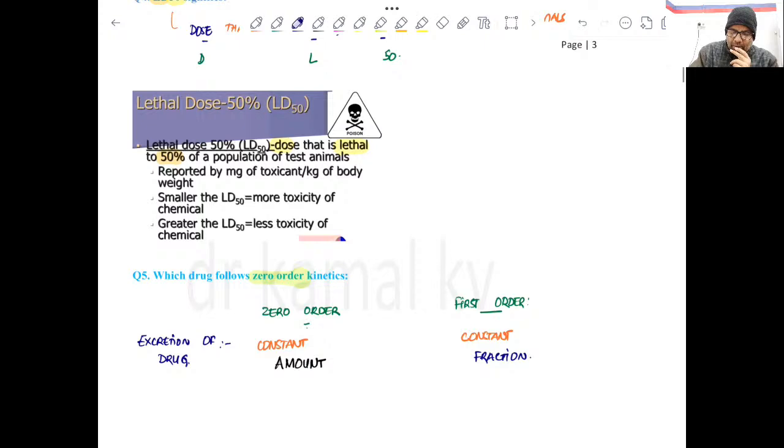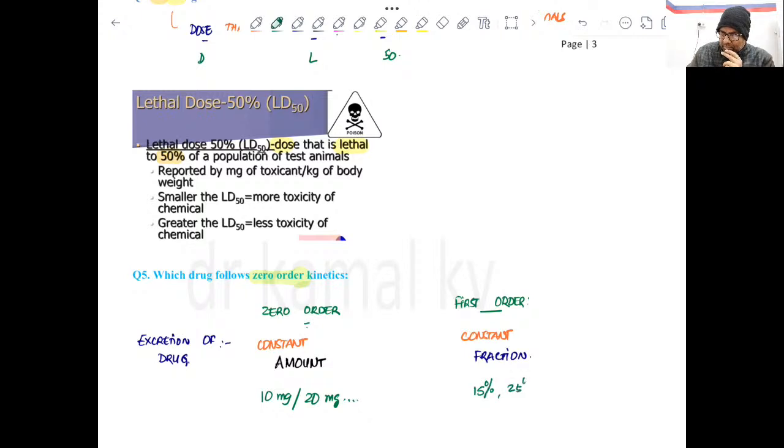Clear? So amount, it can be say 10 mg, it can be 20 mg, etc. And fraction, it can be 15%, it can be 25%, etc. Right? So you understand the difference? Zero order, a constant value is being excreted. First order, a constant fraction is excreted. So please remember this. And you can remember F and F, right? So fraction.